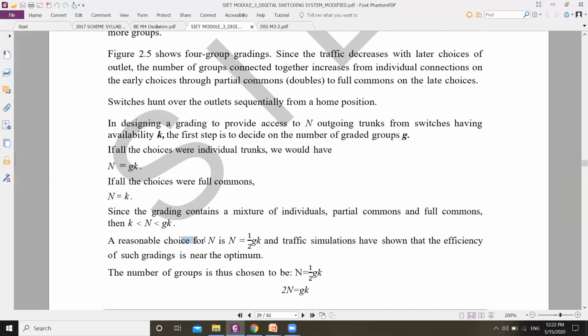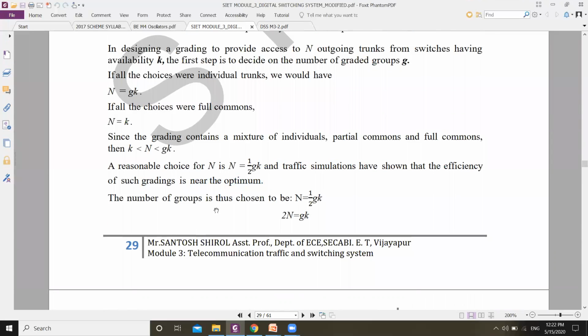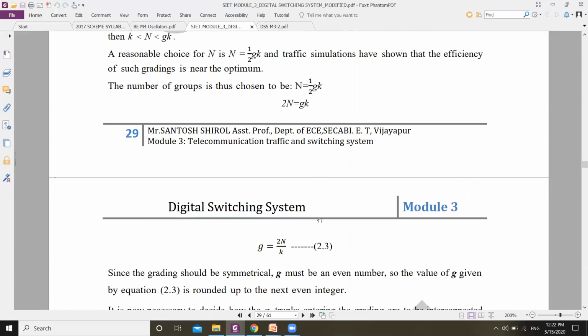And the reasonable choice for n, that is the number of trunks, is given by 1 by 2 times G into K. This is the reasonable choice for the number of trunks n, which is half of G into K. And the traffic simulations have shown that the efficiency of such grading is near optimum. Okay, not best, we can say it is optimum. And if you simplify this, that is 2 times n is equal to G into K.